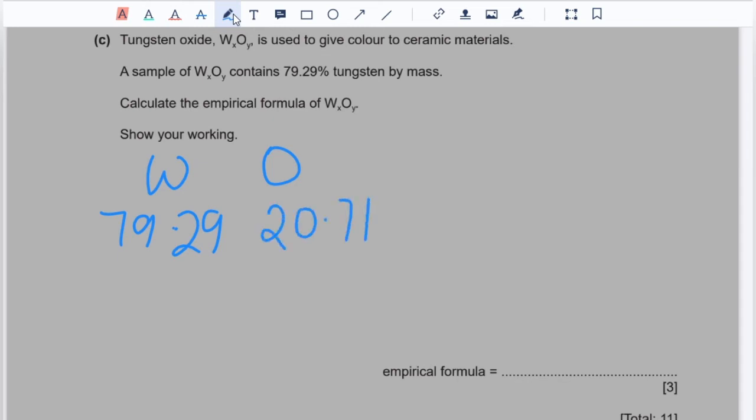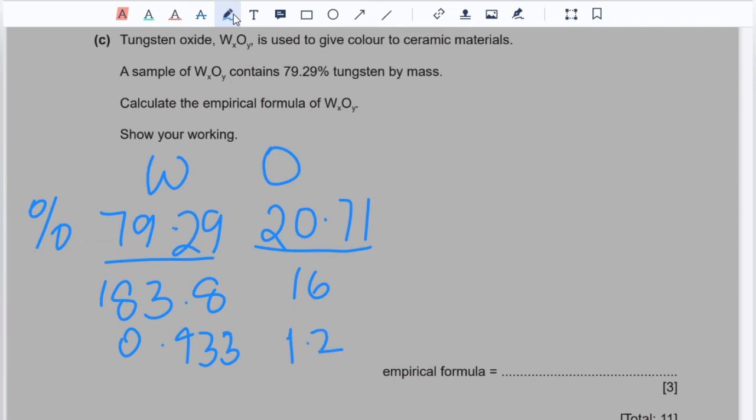Now you've got the percentages by mass and you divide that by their atomic masses. For tungsten it is 183.8 and oxygen's mass is 16, which gives you the answers 0.433 and 1.29. Now to get their ratio, you divide all of the values by the smallest number, which is 0.433, which gives the final ratio as 1 is to 3. The value is actually 2.989. And this means the empirical formula is WO3, since you've got 1 atom of tungsten and 3 atoms of oxygen in this compound.